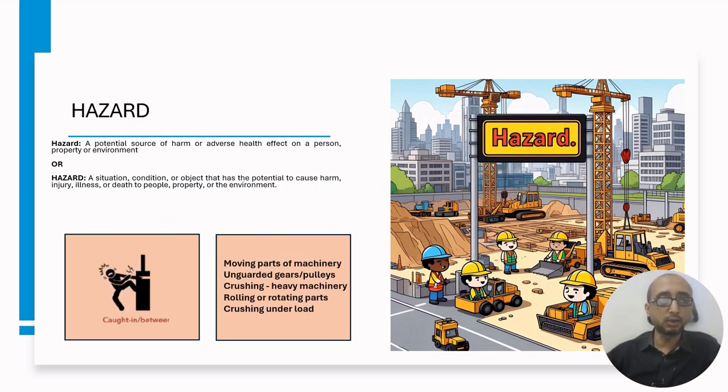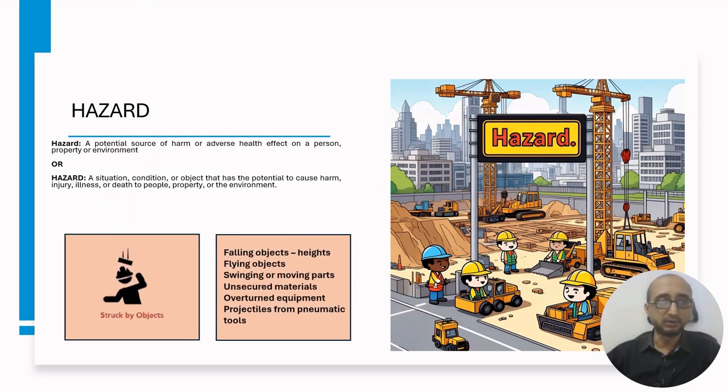Then the caught in or caught between mechanical hazard. Maybe there are moving parts of machinery and equipment, gearboxes, chains, conveyor belts. So maybe your hand can entangle or get caught in between them. Your clothes can, even some heavy equipment or objects rolling around can crush you. So this is another hazard.